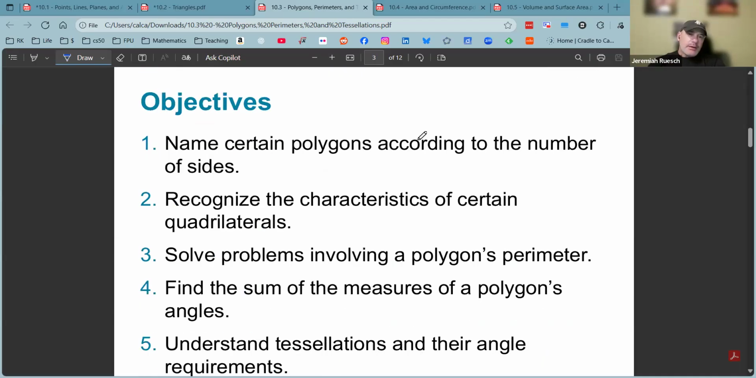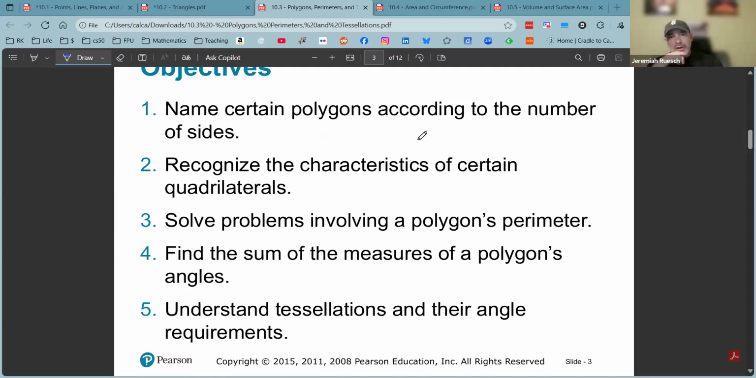So objectives: name certain polygons according to the number of sides, recognize characteristics of certain quadrilaterals. Quad here should be familiar. That means 4. If you've ever ridden or driven a quad, we live in farm country here, so quads are unfamiliar to many people, and that's short for the number of wheels. But quadrilaterals have 4 sides, so that should be something familiar.